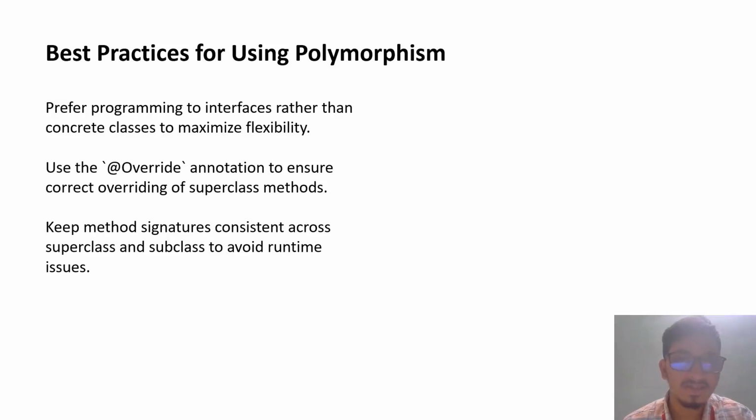Best practices for using polymorphism. Prefer programming to an interface rather than a concrete class to maximize flexibility. Use the Override annotation to ensure correct overriding of superclass methods. Keep method signatures consistent across superclass and subclass to avoid runtime issues.